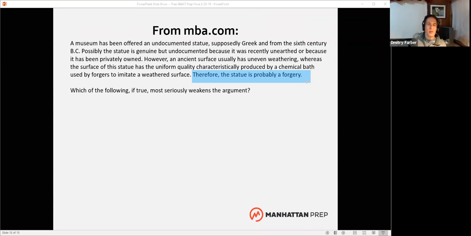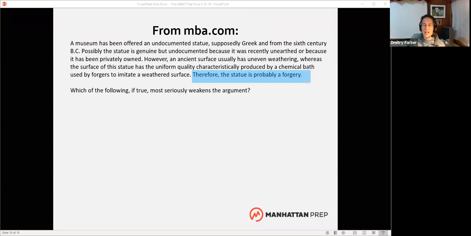Okay, so notice what they're doing. They're saying, hey, there's this statue. It may be genuine, but it has this uniform quality that matches what forgers would do. So probably a forgery. Now think about this as an inference answer.